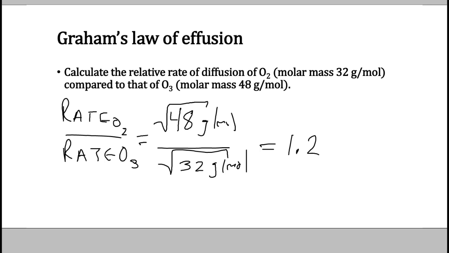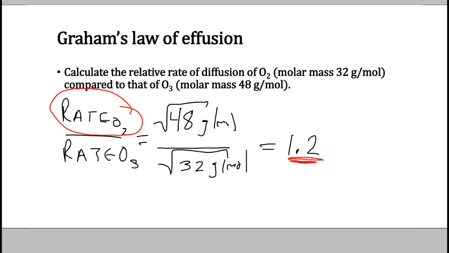So the reason why I tend to put the gas with the smaller molecular weight on top is that it does effuse faster. In fact, here oxygen effuses at a rate of 1.2 times as fast as ozone. So the way to think about that is, there's 1.2 molecules of oxygen effusing for every molecule of ozone, or 5 molecules of oxygen for every 4 molecules of ozone. So these are some of the types of problems that you might have to solve using Graham's law of effusion.